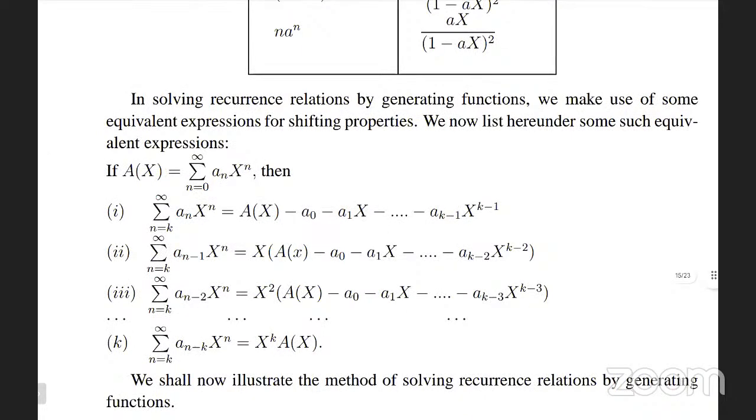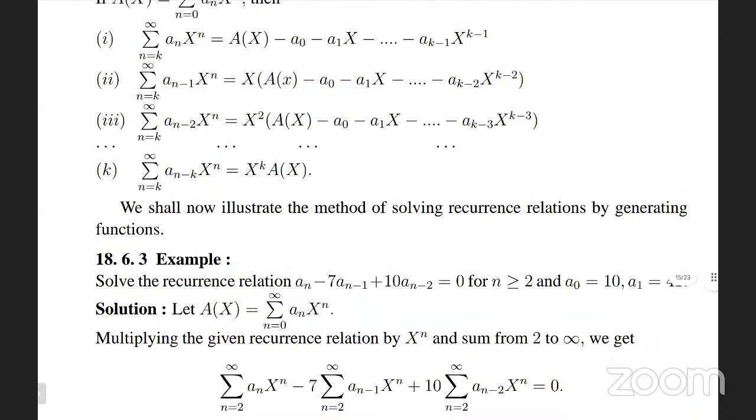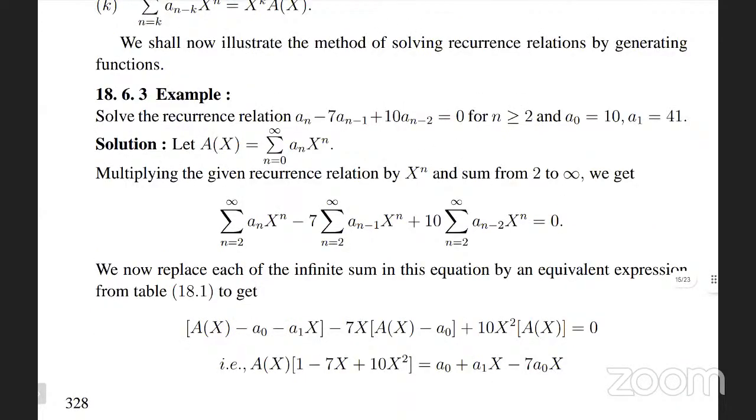A of x equals summation n equal to 0 to infinity, a n x power n. These are called generating functions. Now, recurrence relations can be solved by using generating functions. Example is like this.